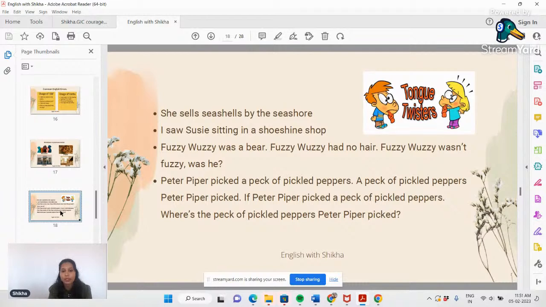I saw Susie sitting in a shoe shine shop. Yes, fuzzy wuzzy. This is fuzzy wuzzy, not hudgy wudgy. Fuzzy wuzzy was a bear. Fuzzy wuzzy had no hair. Fuzzy wuzzy wasn't fuzzy, was he?